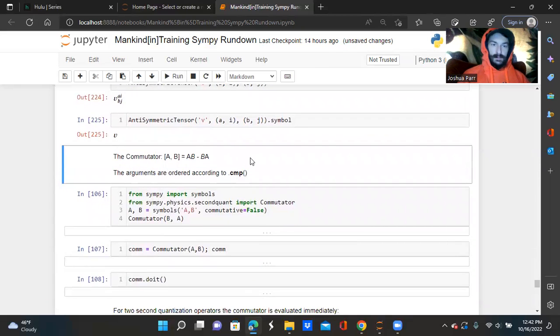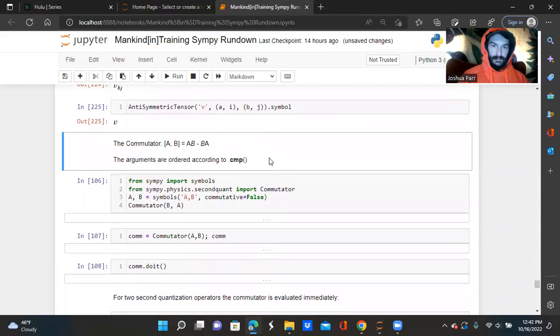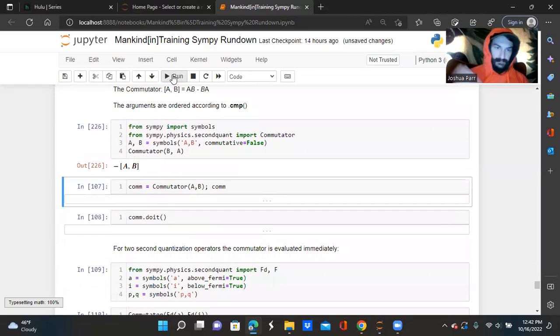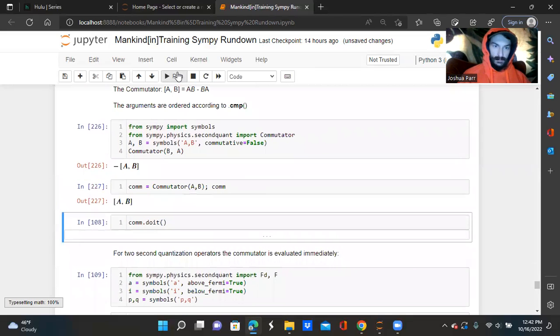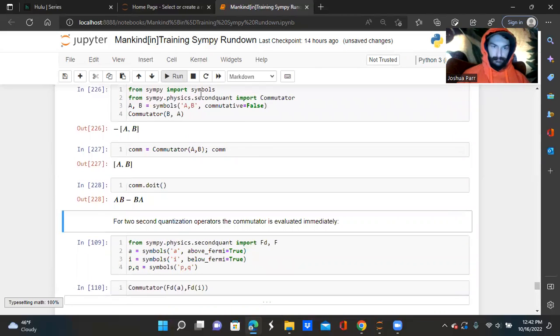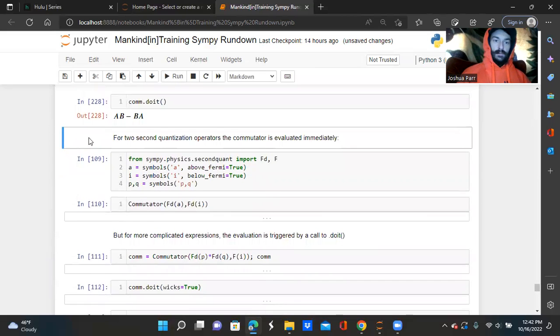Now we're going to do some commutators. Importing commutator. B with A, negative AB. Commutate BA, and we get AB. Yep. Now I want to do it. You get AB minus BA. That's the commutation. So for second quantization operators, the commutator is evaluated immediately.